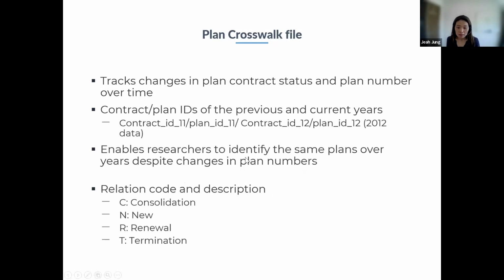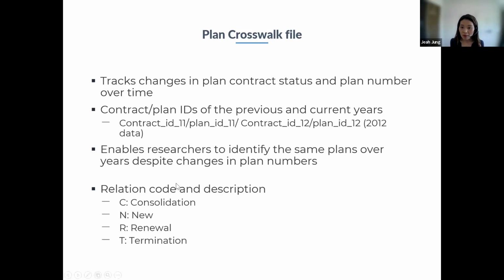Right. The next file is a plan crosswalk file. Plan crosswalk file is really tracking over time the contract ID and plan ID over time. So sometimes you want to identify enrollees who remain in the same plan for the 2 years or something, right? So, or consecutive years, or for 3 years and 4 years. So you want to use a contract ID and plan ID you want to track.